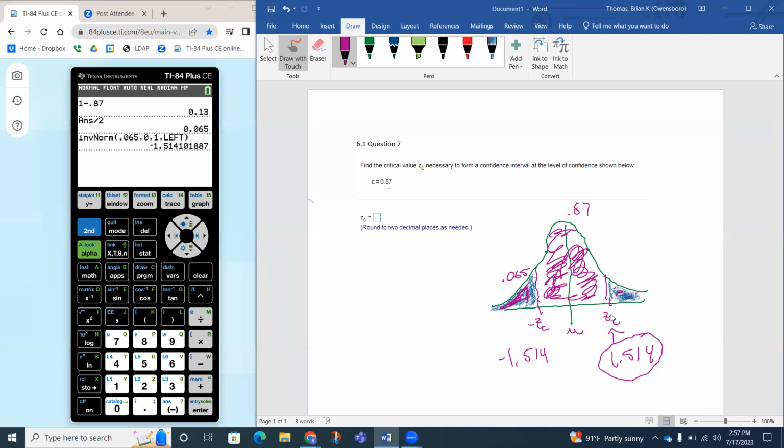Our question says to round this to 2 decimal places. Since there's a 4 here, this tells us to keep the 1, so this is going to stay as 1.51. That's what we would be putting into your MyLab, this 1.51, and that should work out. Again, the calculator is a really nice little shortcut to do these questions.